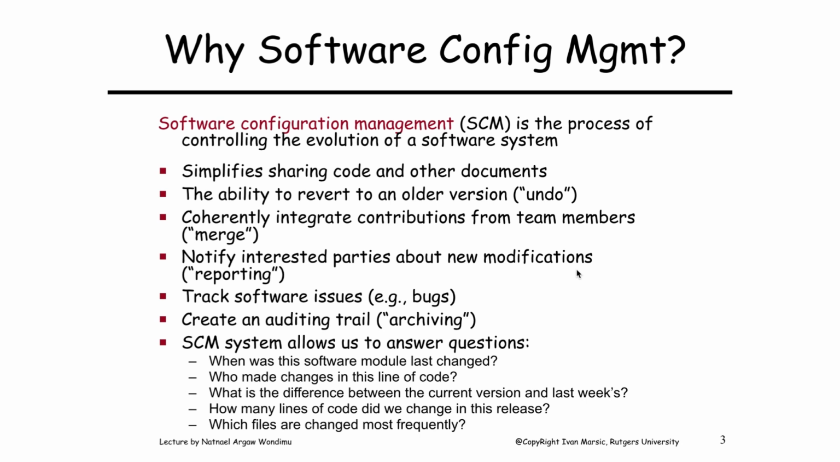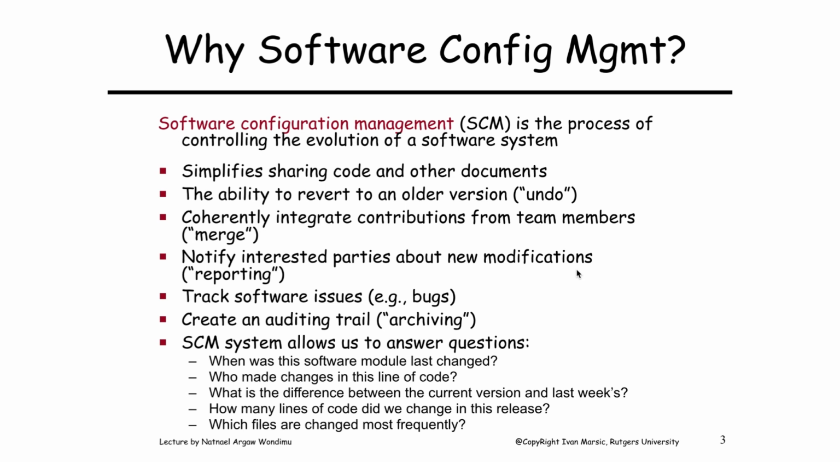In relation to this, it also allows us to coherently integrate contributions from team members. Mind you, in most software development projects the project team is distributed over the network, and two or more teams might have to work on the same component of the software, and this might cause an inconsistency issue. So for that purpose, software configuration management serves as a base for coherently integrating contributions from the various team members, or it helps us merge updates on different or geographically distributed nodes without a major merge conflict. It also helps us notify interested parties about new modifications, so it has reporting functionalities.